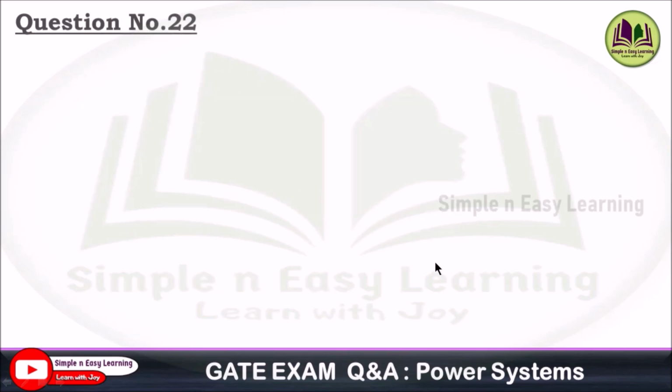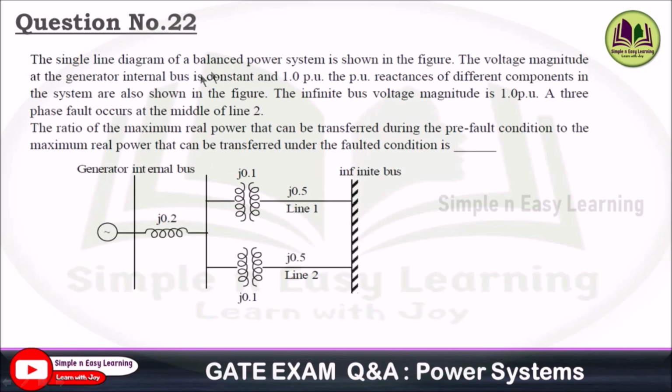Next question, question number 22. A single line diagram of a balanced power system is shown in the figure. The voltage magnitude at the generator internal bus is constant and the value is 1 per unit. The per unit reactances of different components in the system are shown in the figure. The infinite bus voltage magnitude is 1.0.